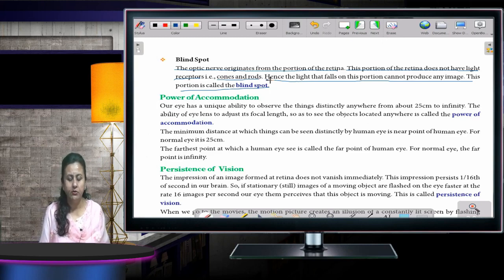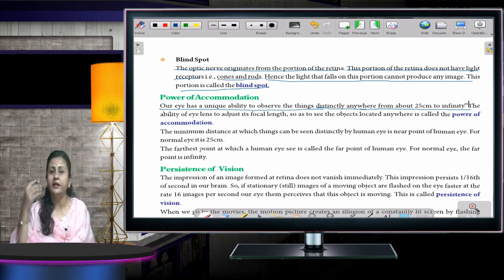Now, power of accommodation. The next topic is power of accommodation. To start, our eye has a unique ability to observe things distinctly anywhere from about 25 centimeters to infinity. You can see things at infinity also without any problem.